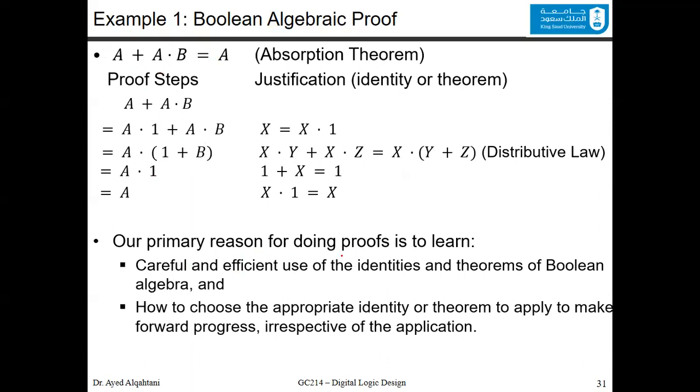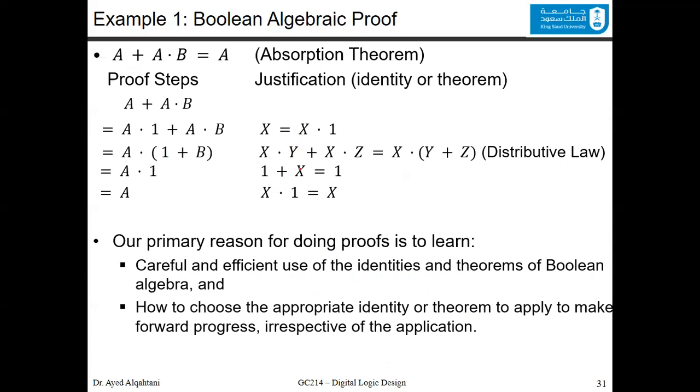Our primary reason for doing proofs is to learn. Because you can say that if you were asked to prove this one, you can use a truth table to prove it, and that would be enough. Sometimes you are asked to prove by using Boolean algebra. This is why you should learn this. And also it helps us by careful and efficient use of identities and theorems of Boolean algebra. Also how to choose the appropriate identity or theorem to apply to make forward progress, irrespective of its application.